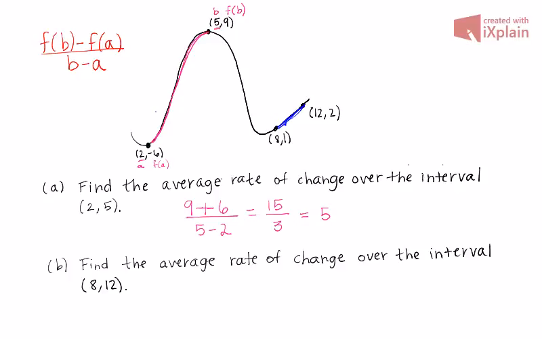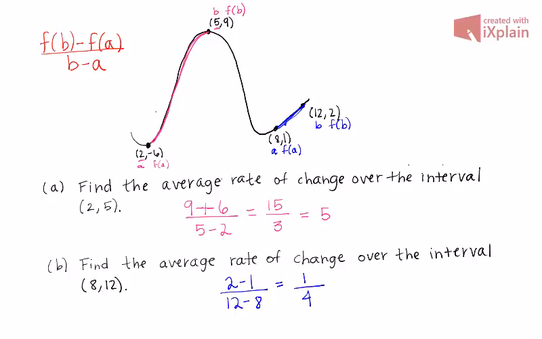So I'm once again going to label my points A, then f of A, and I'll have B and f of B. I'm going to plug those in the formula, so I'm going to have 2 minus 1 on top, and then on the bottom I'm going to have 12 minus 8. 2 minus 1 is 1, 12 minus 8 is 4. So 1/4 is my average rate of change.